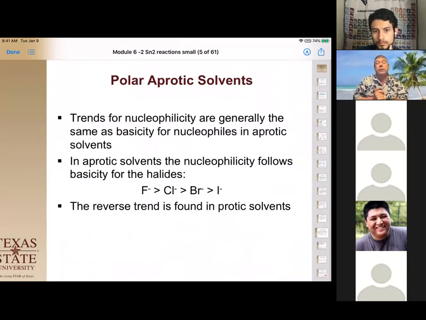But if you wanted to use iodine to displace something, you'd want to use water or alcohol to be able to displace that. So we want to look at that solvent effect as it affects the nucleophilicity of the halogens in particular. In other systems, it just changes the nucleophilicity slightly, but in the halogens, it completely flips the order. Okay, so in polar protic solvents, iodine's best. In aprotic solvents, fluorine's best, and they're completely opposite.